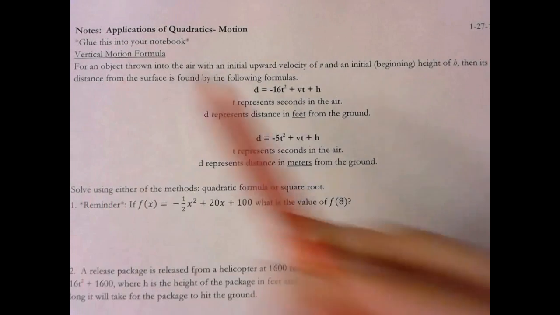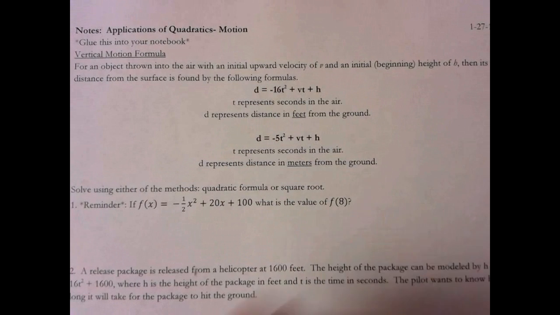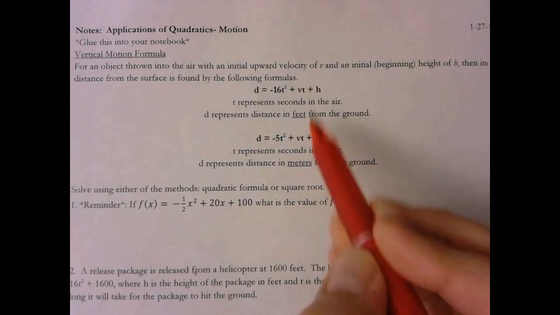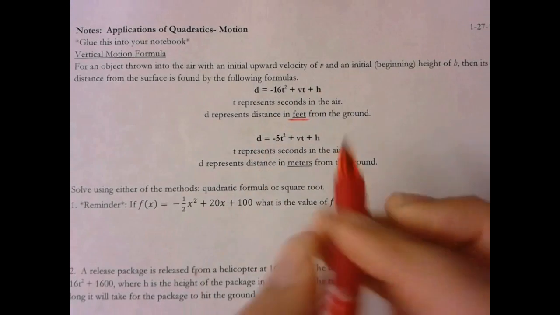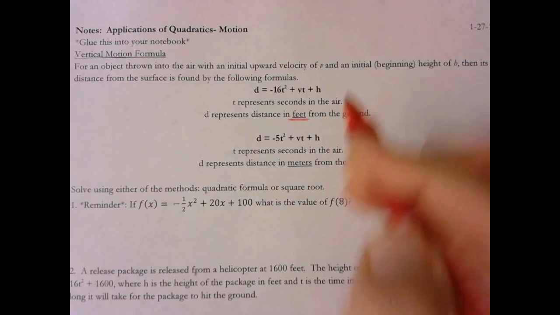Alright, so vertical motion, we're given two formulas. If you throw something into the air, say you're throwing a tennis ball, hopefully not throwing a person, not throwing calculators, these are the two equations we could use. Here's the big difference between them. This first one is in feet. So we have d equals negative 16 t squared plus vt plus h.